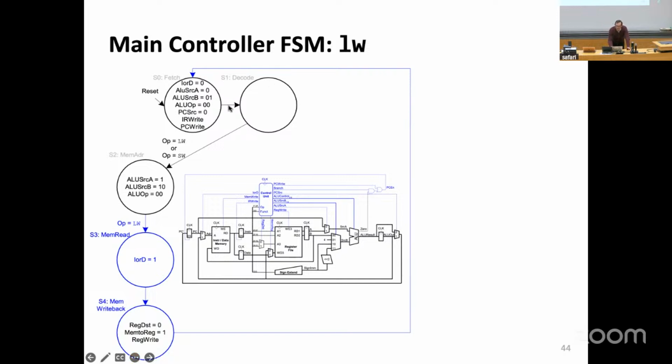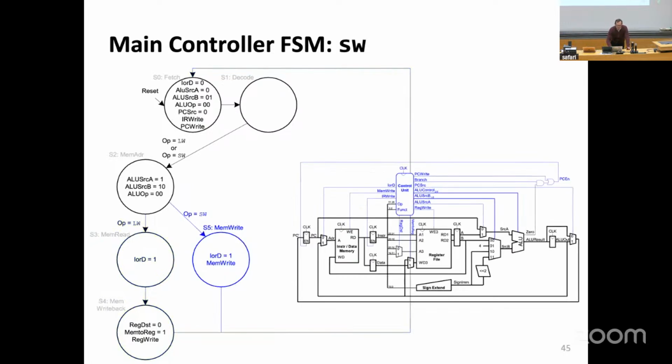But we also played some tricks to merge states, as you can see, right? We decoded, and then we said if the opcode is load word or store word, we jump to the state. And then if we're in this state and the opcode is load word, we jump to the state. So there needs to be some sequencing logic that basically determines which state you go to from this current state. And we've already seen that in the finite state machine design. Okay, store word.